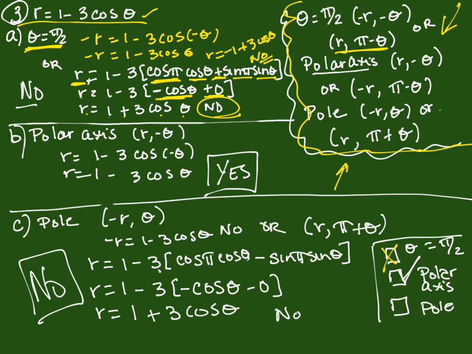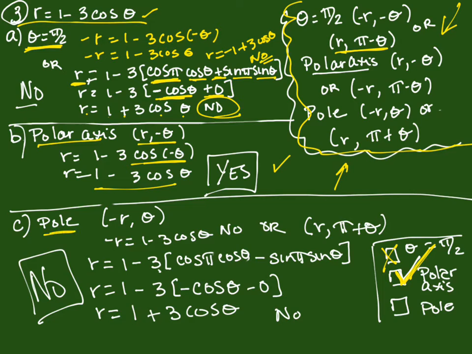Going on to B, is it symmetric to the polar axis? I can already tell it's going to be, because of the whole identity about cosine. It becomes just the same thing. So that is a yes. So yes to the polar axis.